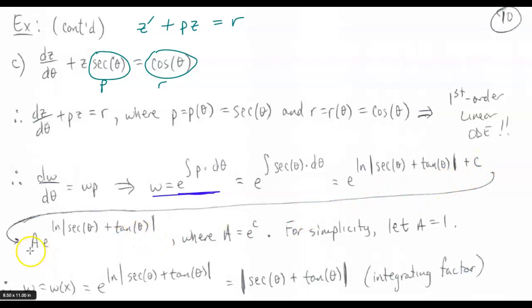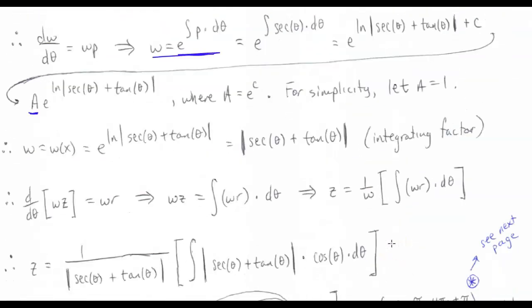And e raised to the c could just be some constant, and we'll name it a here. Now, remember that it really doesn't matter what a is, since we're taking the integrating factor and we're going to multiply it times all three terms of our equation here. So that a would be in all three of these terms, and thus I could divide that a out. So it really doesn't matter what it is. For simplicity, I just let it equal 1.